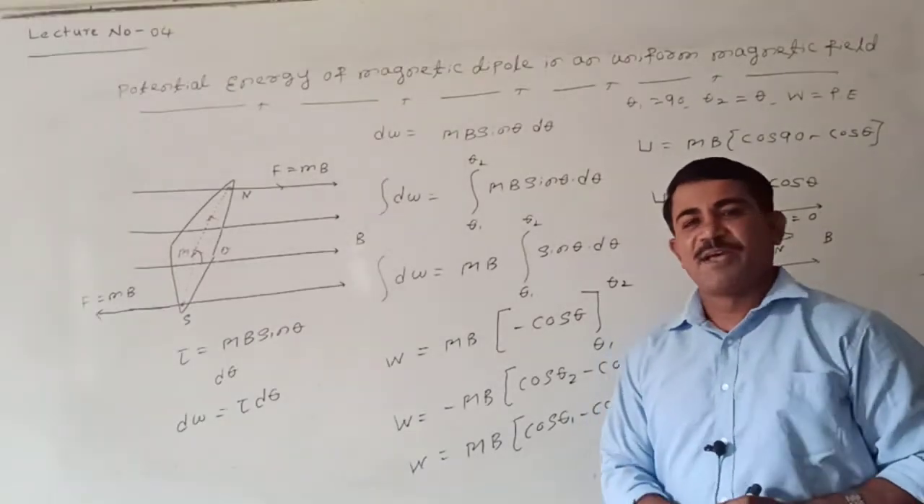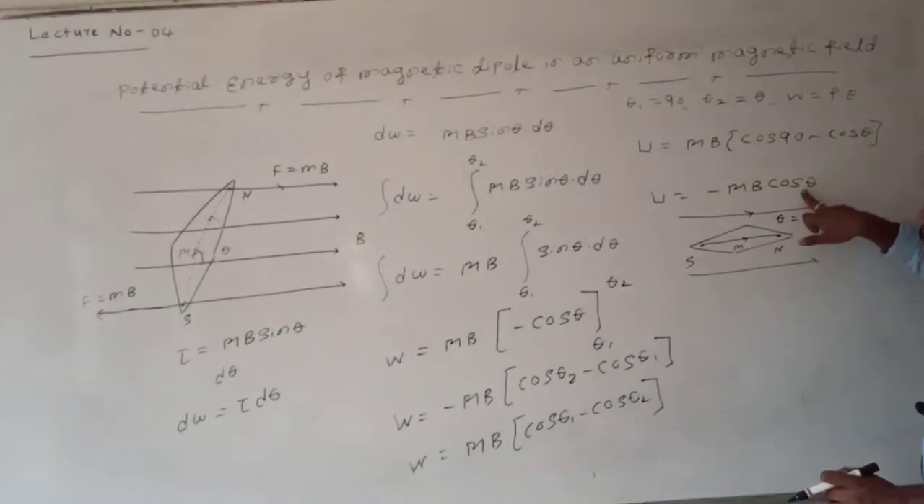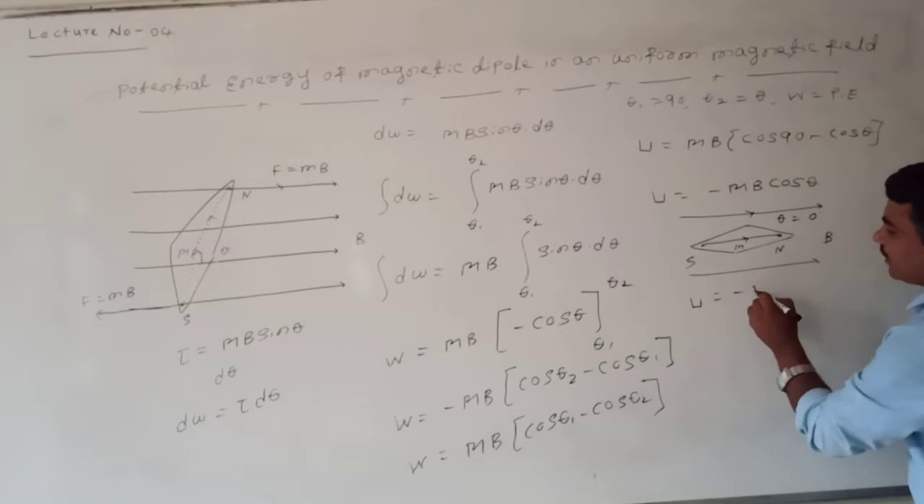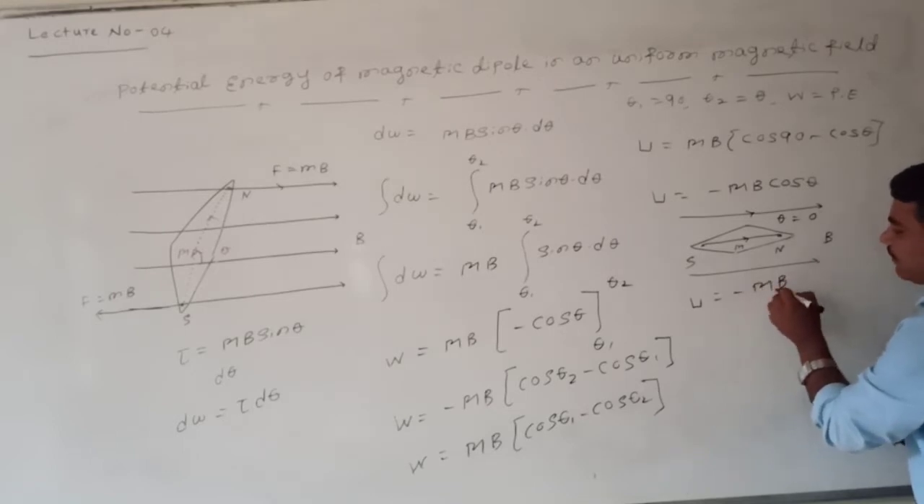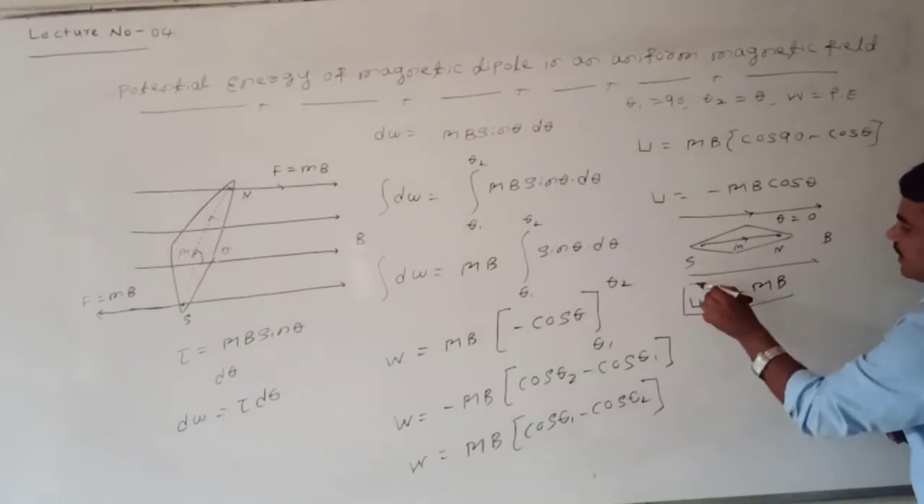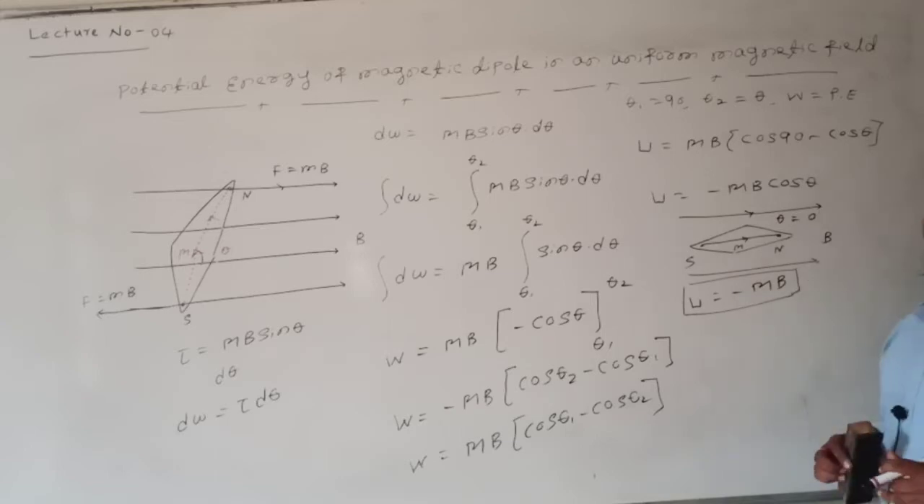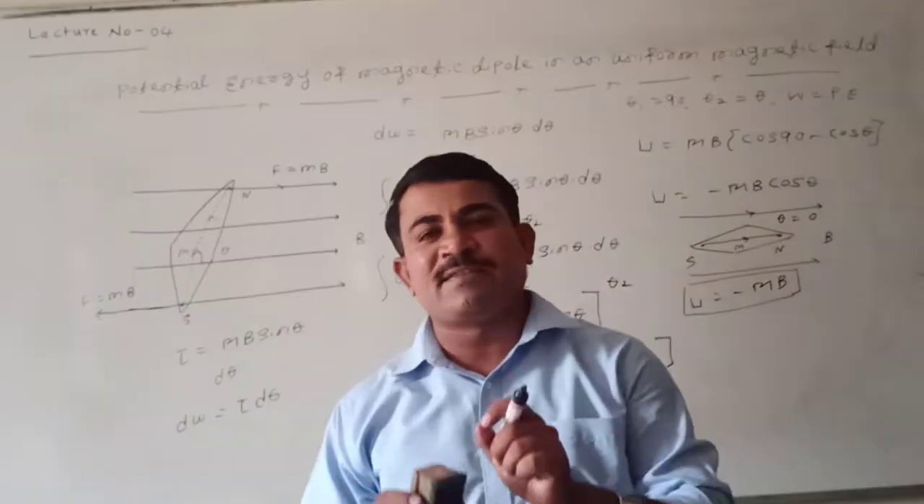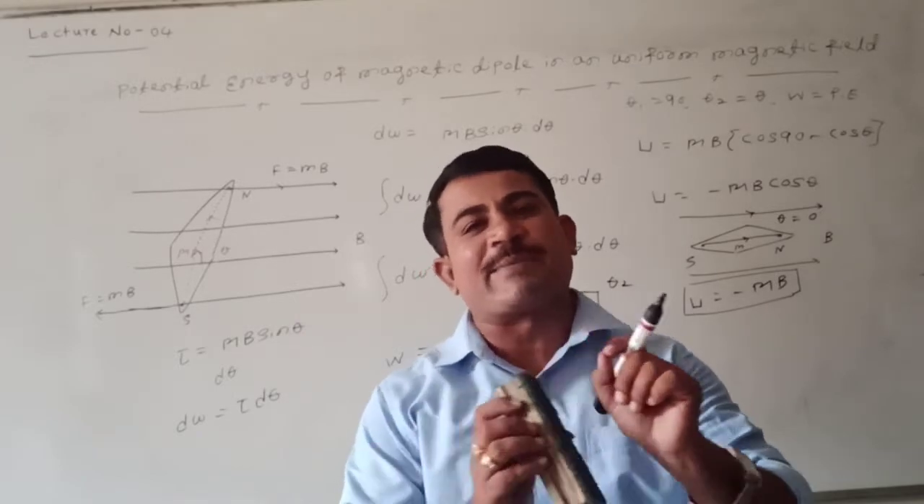Right or wrong? If theta is equal to 0 degree, cos 0 is 1. Cos 0 is 1 means what value? Now U can take this value, which is equal to minus M into B. Then this value is said to be minimum energy. When a dipole has minimum energy, that condition is said to be stable equilibrium.